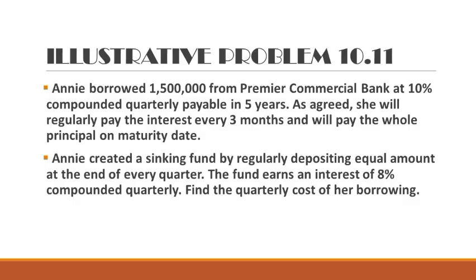Illustrative problem 10.11. Annie borrowed 1,500,000 pesos from Premier Commercial Bank at 10% compounded quarterly, payable in 5 years. As agreed, she will regularly pay the interest every 3 months and will pay the full principal on the maturity date. Annie created a sinking fund by regularly depositing an equal amount at the end of every quarter. The fund earns an interest of 8% compounded quarterly. Find the quarterly cost of her borrowing.